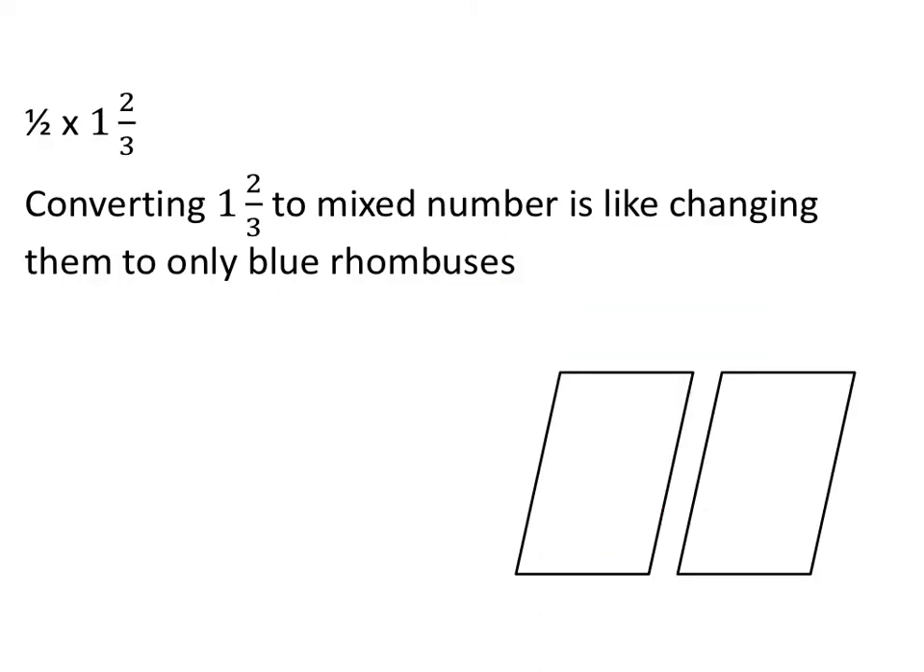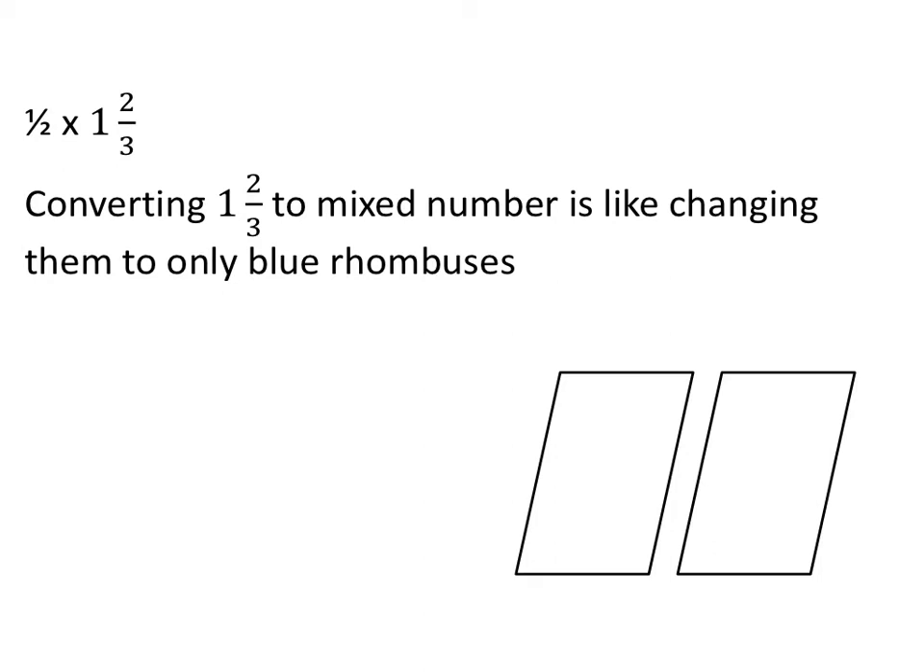1/2 times 1 2/3, converting 1 2/3 to a mixed number. Converting to a mixed number is like changing them to only blue rhombi. I don't know if rhombuses is correct, but I don't really care. And I kind of assume you guys don't either. So, well, I will use those. I don't think those would be considered rhombi. Just parallelograms, I guess. And we got 1 2/3 of them, right?